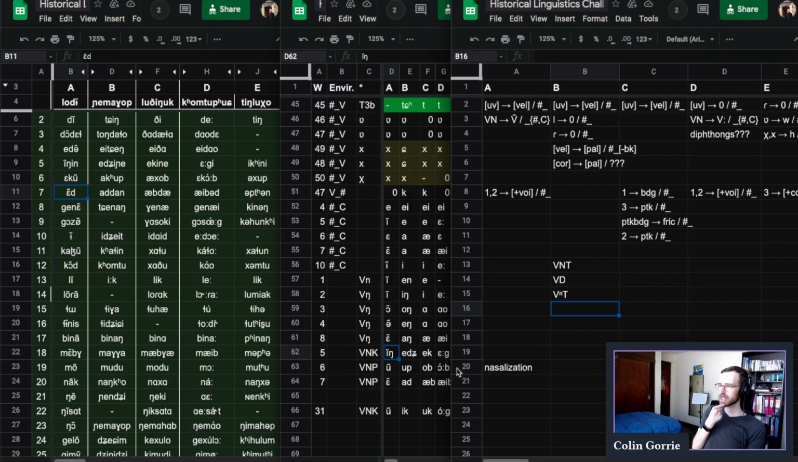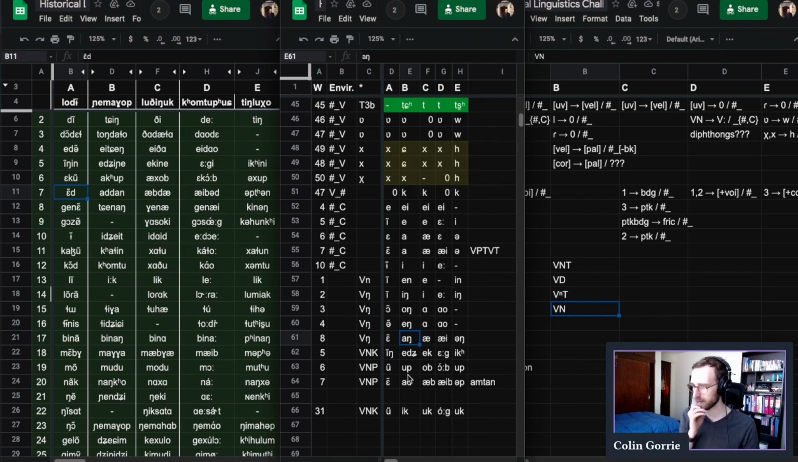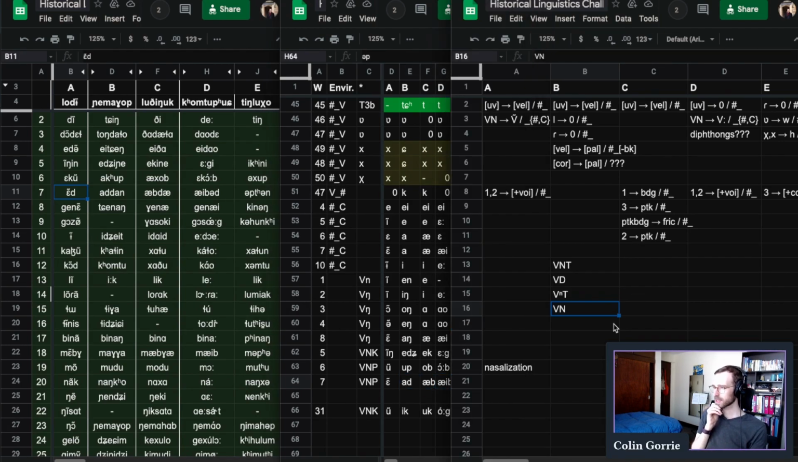The other thing that we might be dealing with is vowel nasal, which becomes denasalized in branches like B, C, D, E. VNT has the advantage of explaining compensatory lengthening. So that's good.